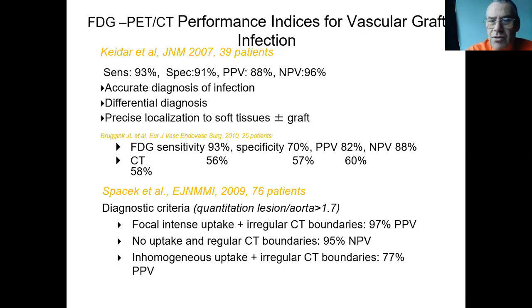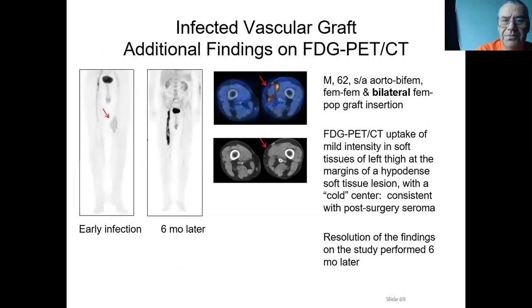We talked about vascular grafts with white cells. How does it work with PET? Well, a study published in JNM in 2007 of 39 patients showed a very high sensitivity and specificity, and this has been confirmed in other papers as well. And certainly it showed that the sensitivity and specificity was much higher than relying on CT alone.